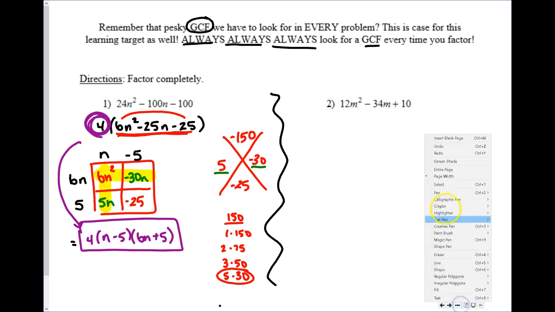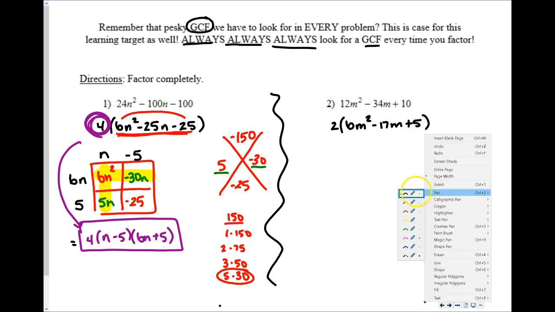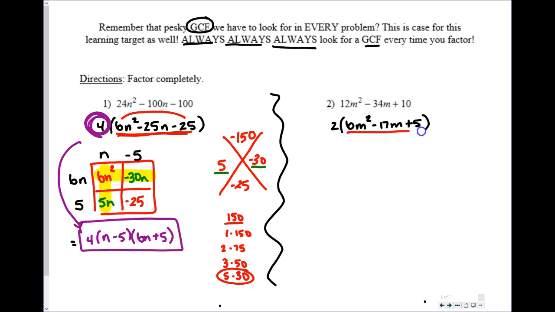So again, always look for a GCF. Does it have a GCF? Yeah, they're definitely all even numbers. I think 2 is the GCF because all the other numbers don't have anything else in common. So I'm going to pull that 2 out, and I get 6m squared minus 17m, and then plus 5. Okay, I'm going to do my Punnett square with this thing in here.